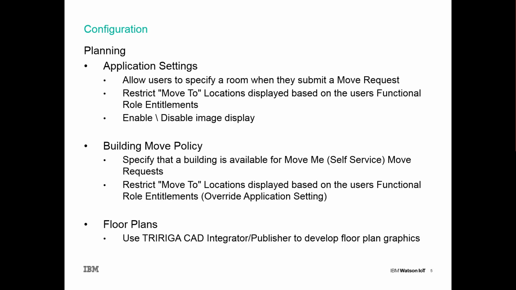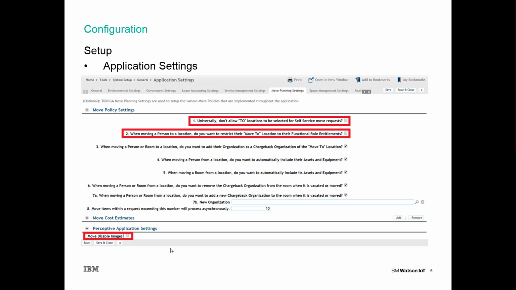And the other area where you can do some configuration is graphics, which we use throughout the MoveMe application. You can use the TRIRIGA CAD Integrated Publisher to develop any floor plans that you want displayed within the application. Otherwise, you'll get a list of spaces and not the visual view. So those are some key planning areas prior to deploying the application. We'll go into a few more details and show you where those application settings can be enabled or disabled.